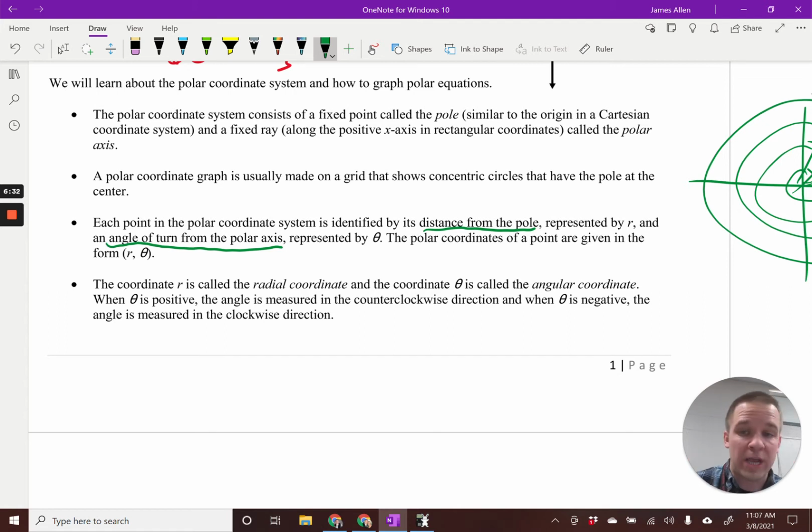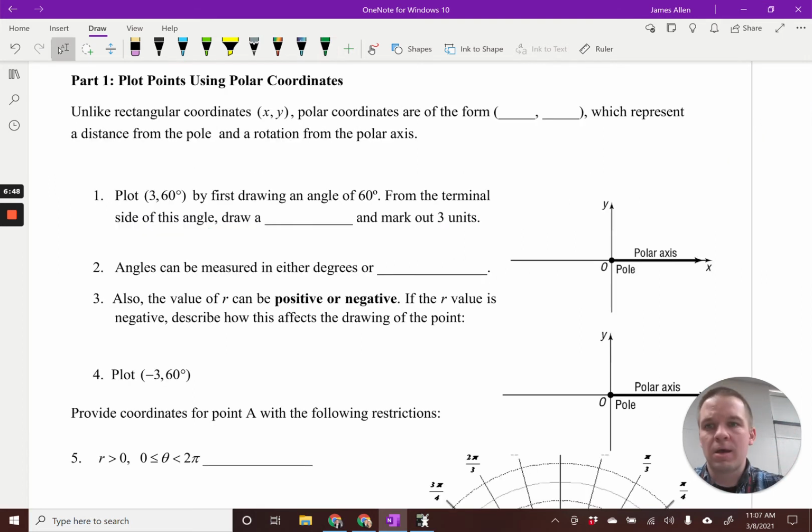And then theta is called the angular coordinate. Now, theta can be positive, and that's when it's counterclockwise, we're going up. And when it's negative, then it's going clockwise. It's starting by going down. Our radius can also be positive or negative as well. I'm sure you were just thinking, could r be positive or negative? Heck yeah, don't you worry. We'll get to that. All right, so let's jot some more things down. Unlike rectangular coordinates, x, y, polar coordinates are of the form r, comma, theta. All right, it's a terrible theta.